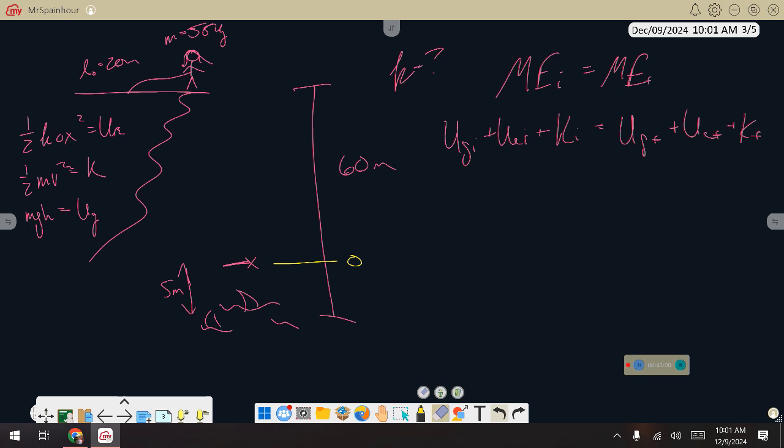It's elastic potential at the start. Elastic is 0 at the start because it's not stretched, and kinetic is 0 at the start because it's not moving. Cool.